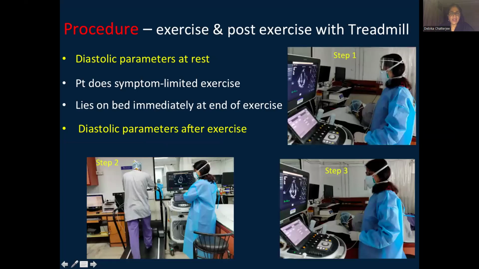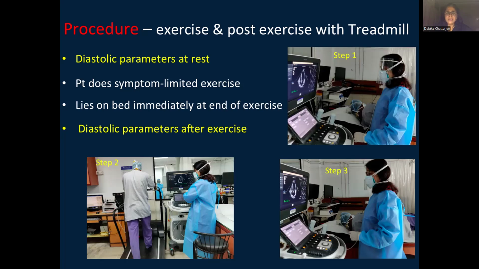We do it in our lab. See, at rest, in step 1, we get all the diastolic parameters and save those in the machine. We ask the patient to walk on the treadmill belt, and as the patient becomes symptomatic, the patient quickly lies on the bed at the end of the exercise, and we take the diastolic parameters once the patient lies down on the bed.